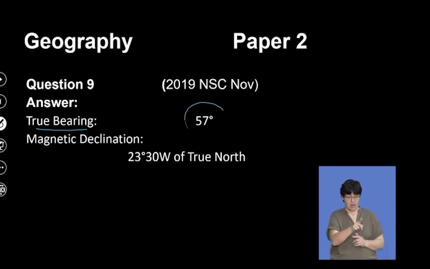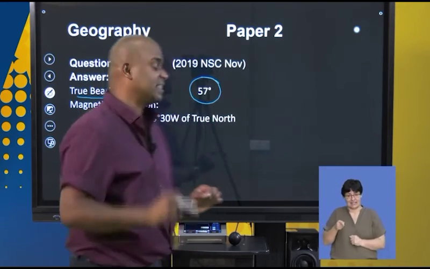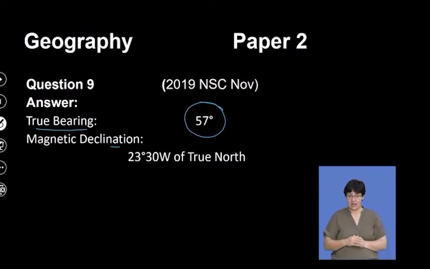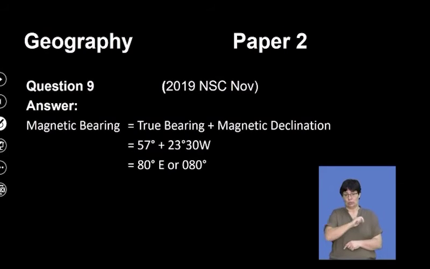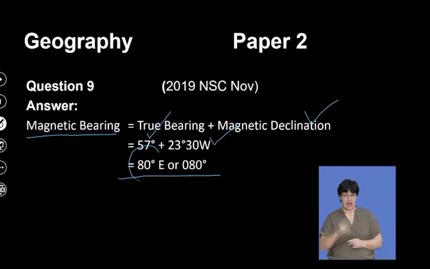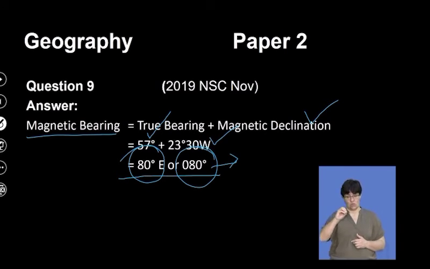Remember, when I calculated true bearing, it was 57 degrees. No matter what angle you're getting, note that you're going to add it to your magnetic declination. My magnetic declination, which I've just calculated, is 23 degrees and 30 minutes west of true north. Let's apply it to the formula. Writing down my formula, but note this will always be given. My true bearing, 57 degrees. My magnetic declination, 23 degrees and 30 minutes west. And my final answer, 80 degrees, or 080, as they would say in aviation.